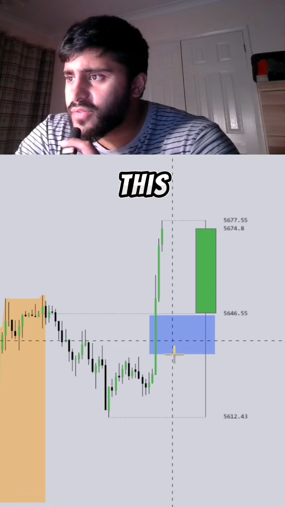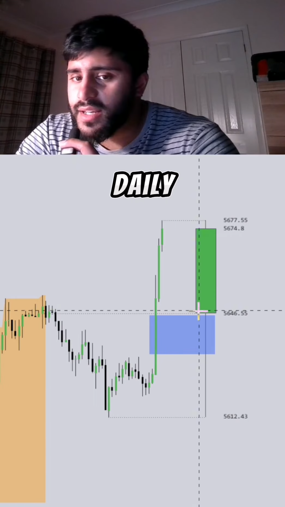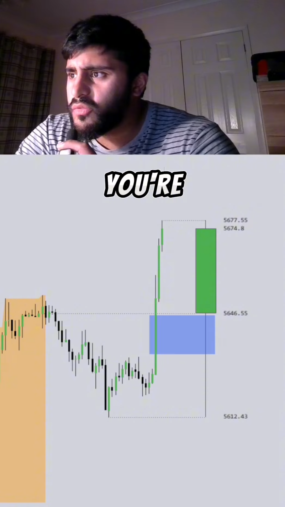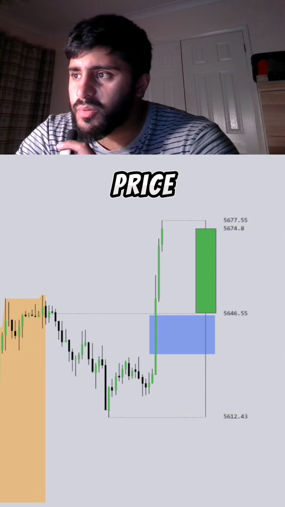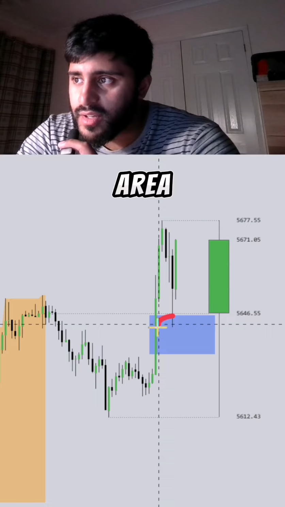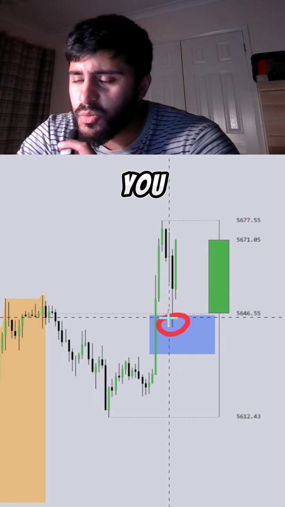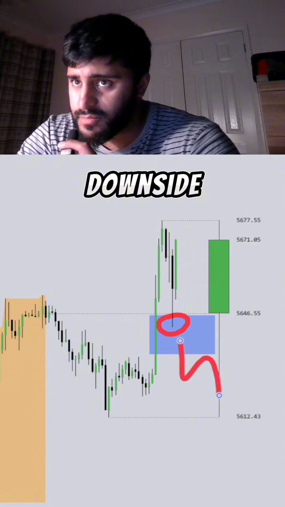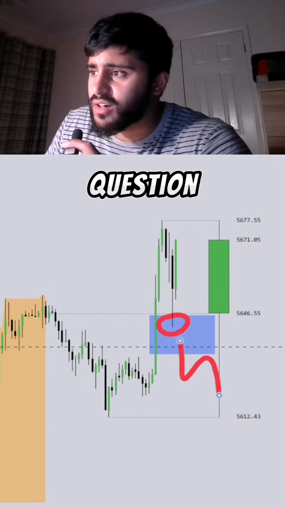Now, if you look at this fair value gap, we are below the daily opening price, this being the daily opening price over here. So what you're effectively waiting for is you want to see price come below the daily opening price and you want to see price tap into this area. Now the question becomes, how do you know what's happening in this rejection and how do you know price doesn't want to melt to the downside? Well, that's a good question to ask.